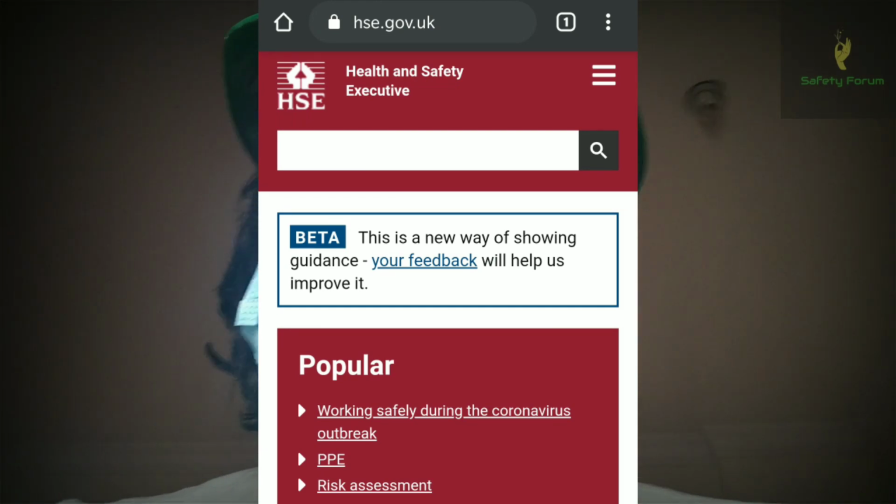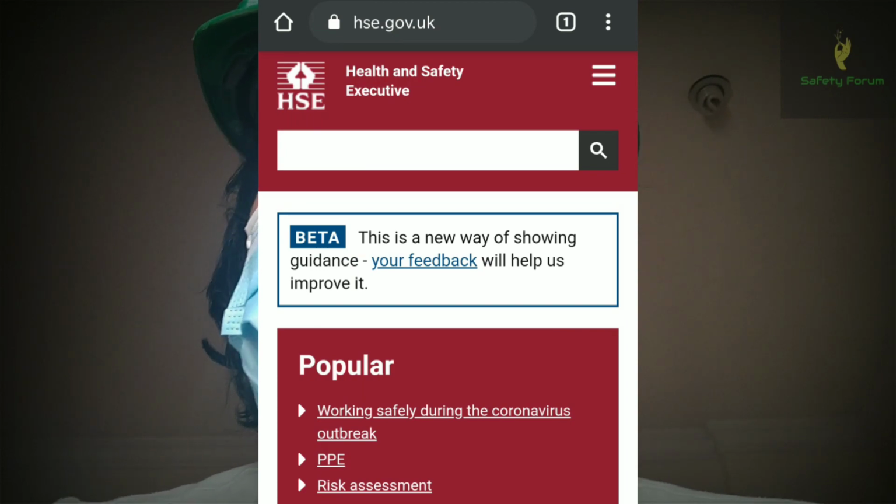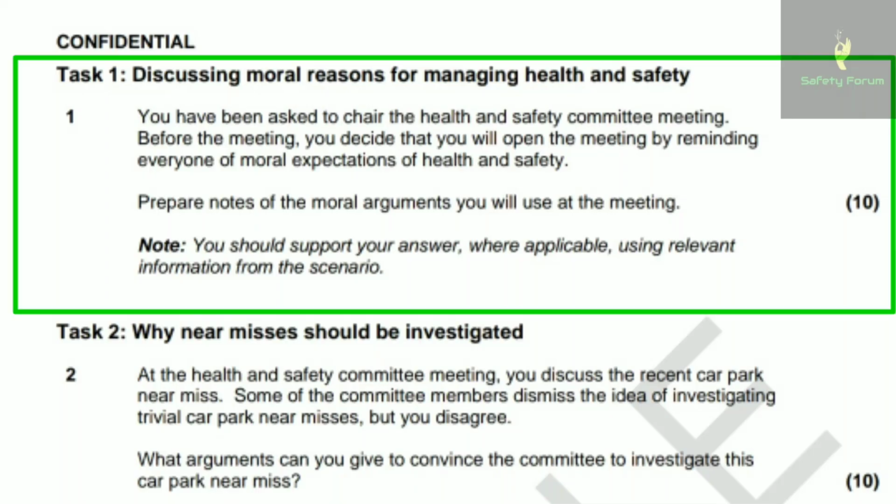Now the second point: you can explain the moral values, like what will happen if an accident happens to a worker. You can explain to the management how they will suffer if anything happens to the workers, and how their family members will be affected, right? How they are earning for their family, they are here to earn for their family. So how an individual and their family will be affected if this kind of accident happens.